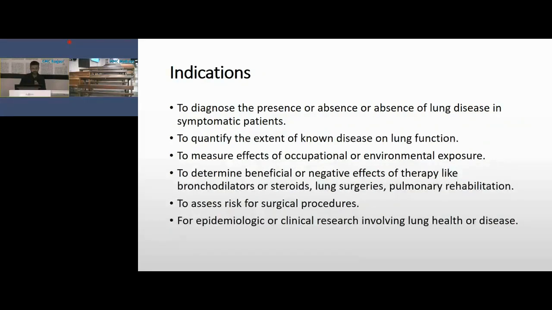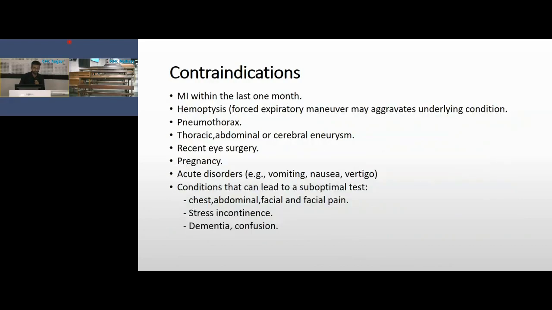Indications of spirometry: to diagnose the presence or absence of lung disease in symptomatic patients, those having cough or breathlessness; to quantify the extent of known disease on lung function; to measure the effect of occupational or environmental exposure; and to determine the beneficial or negative effect of therapy like bronchodilators or steroids, lung surgery, or pulmonary rehabilitation. Also to assess the risk for surgical procedures, for pre-surgical assessment, and for clinical research and epidemiological purposes involving lung health or disease. This is about indications.